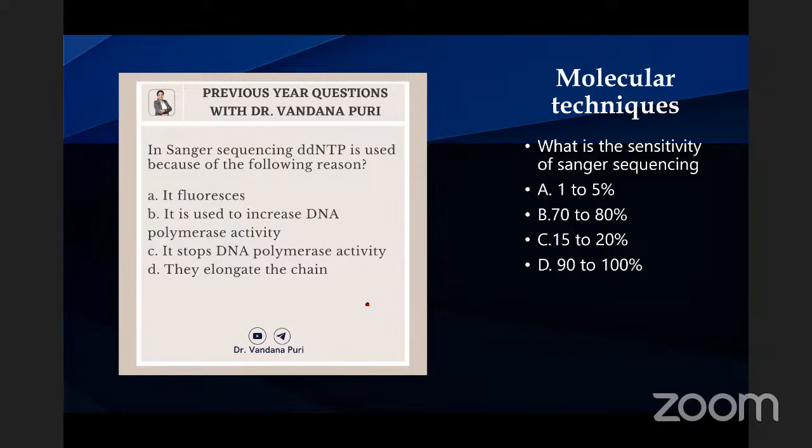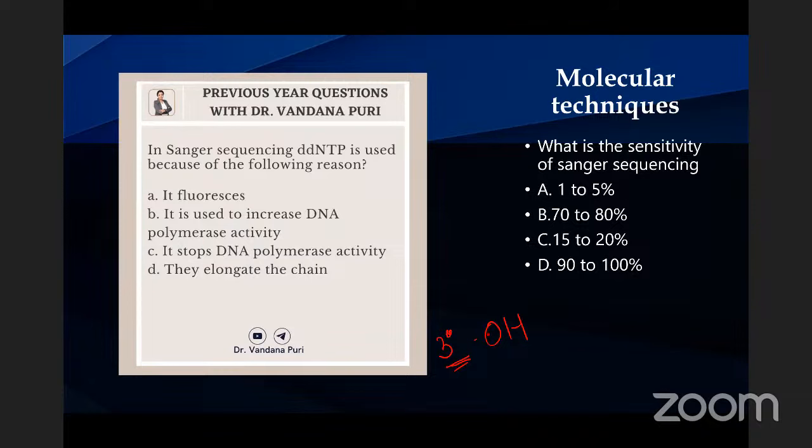Okay, so here is the first question that came in the previous year exam. In Sanger sequencing, why do you add ddNTPs? So remember, ddNTPs are dideoxyNTPs, so they don't form the bond at the 3 prime region. Normally we have to form a bond there, but whenever we have dideoxy, the OH bond cannot be formed at the 3 prime position, and immediately the DNA polymerase will stop.